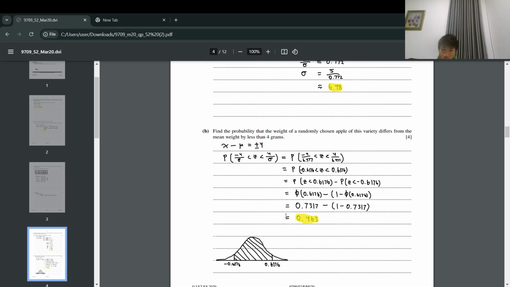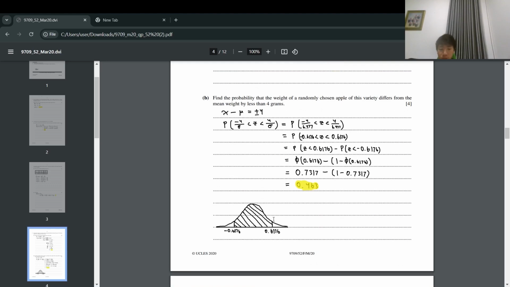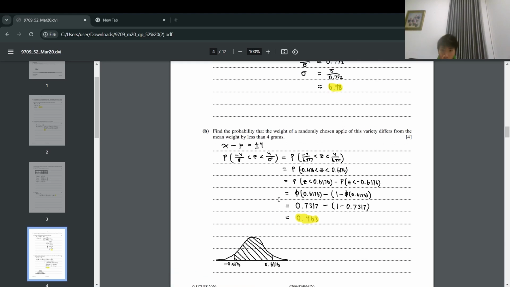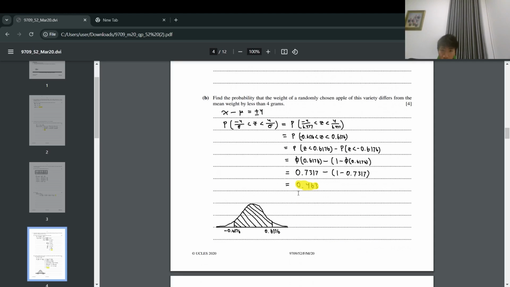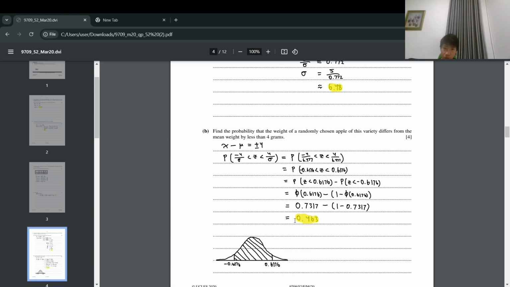And how we may do that, you may ask. We can just minus this whole area right over here with this small area, which is 1 minus 0.7317. So this whole area, which is 0.7317, minus this small area, which is 1 minus 0.7317, and the answer is 0.463. Okay, I think that's all for my part, as the pages 2 to 4 are now done.